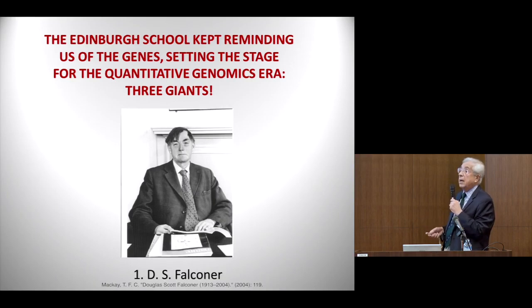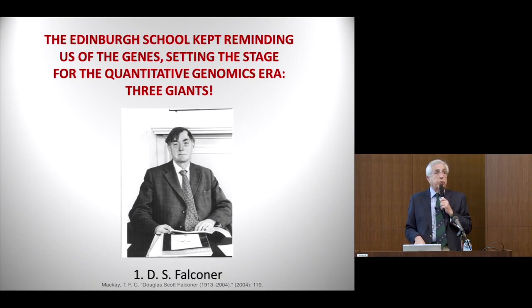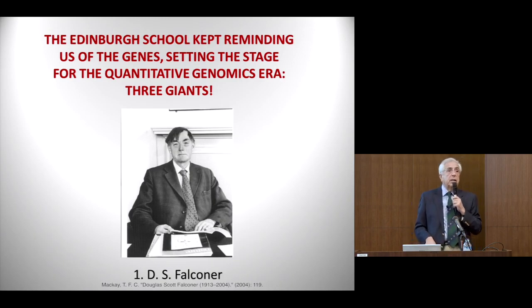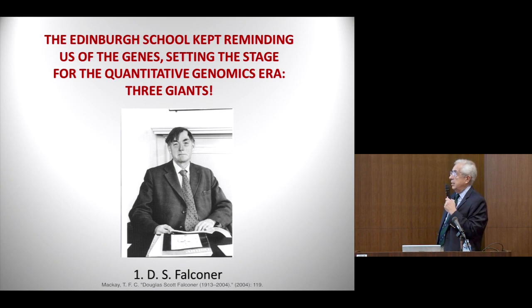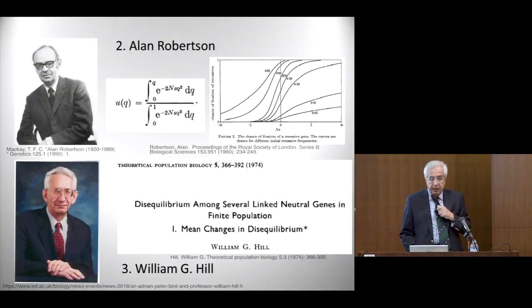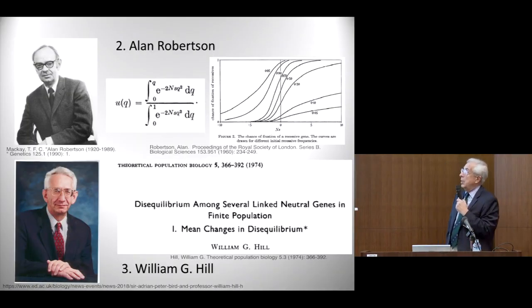In particular, this is Douglas Falconer, the author of a very classical book in quantitative genetics, Introduction to Quantitative Genetics. I met him personally in Edinburgh in 1982 and then in 1998. I don't know if he was still alive in 1998, but I met him in 1982. Very important book. And then two persons, Alan Robertson and Bill Hill.